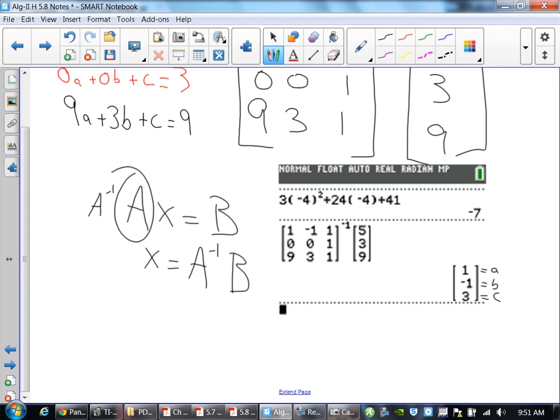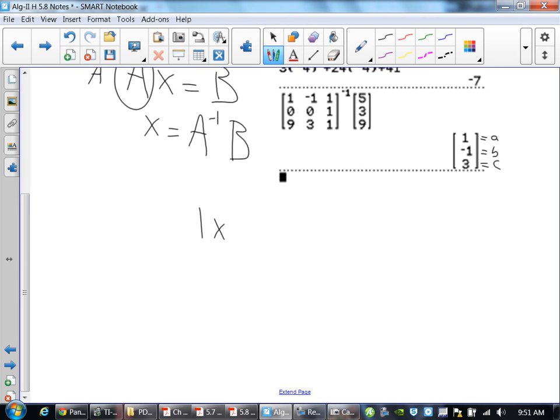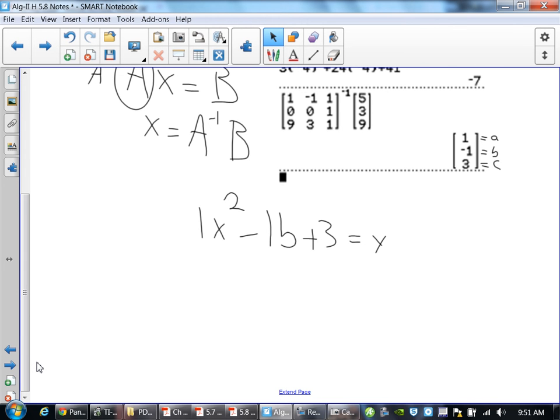That's crazy. That means that my equation works out to be 1x squared minus 1x plus 3. You just press enter, that's it. What the calculator is doing is creating the inverse of that original matrix, multiplying it out, and then multiplying it to that column matrix and doing it instantaneously.